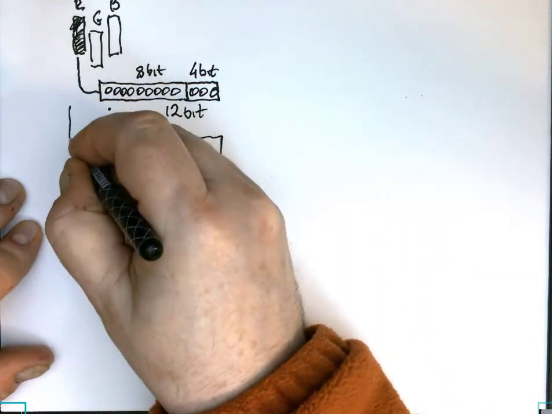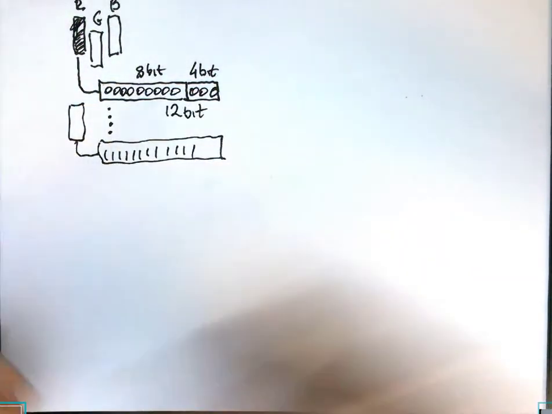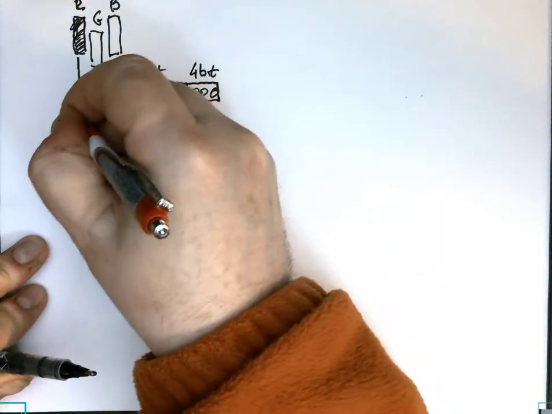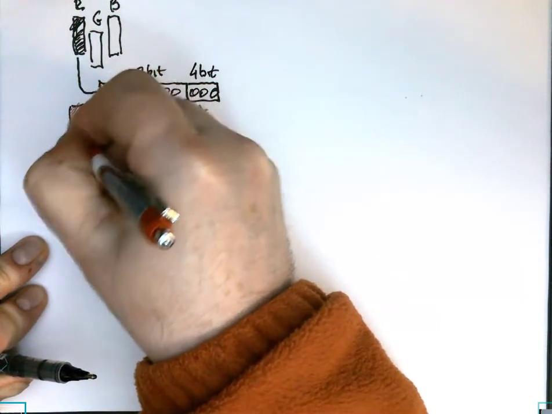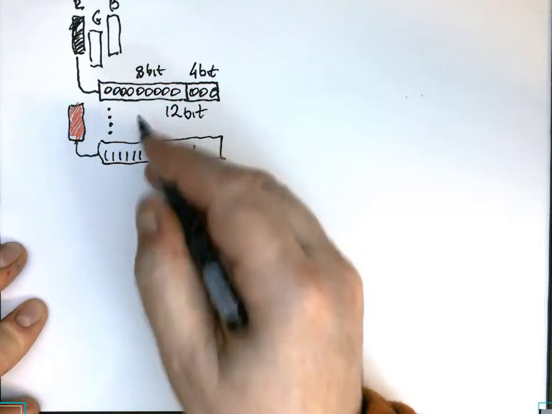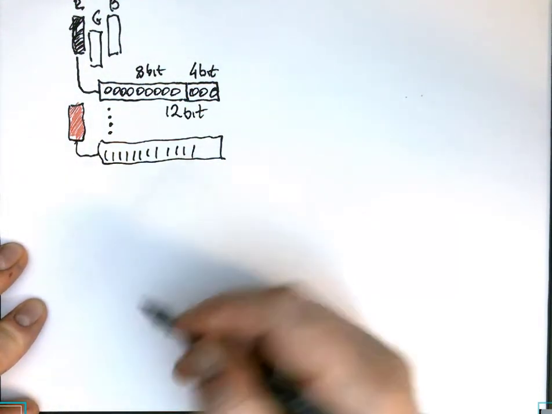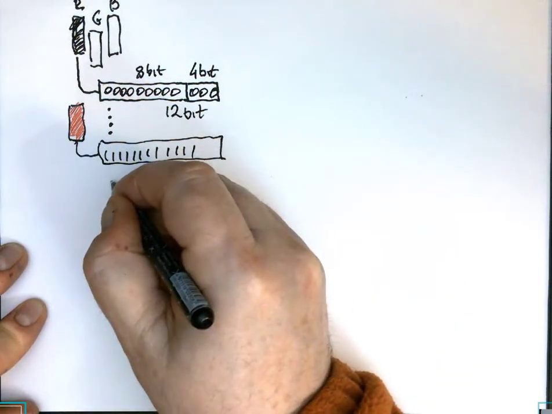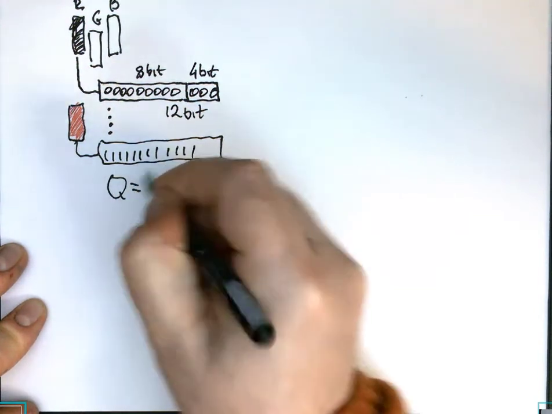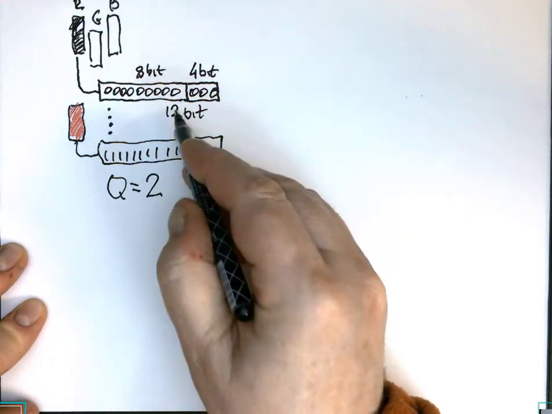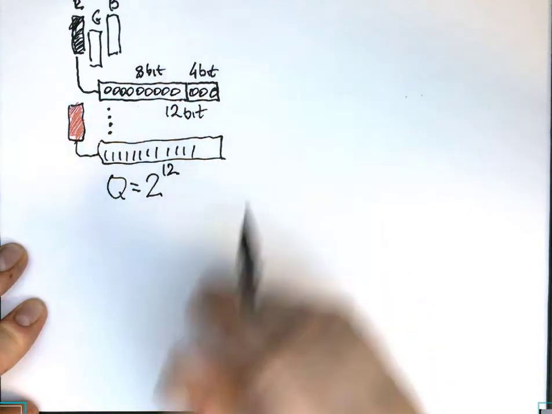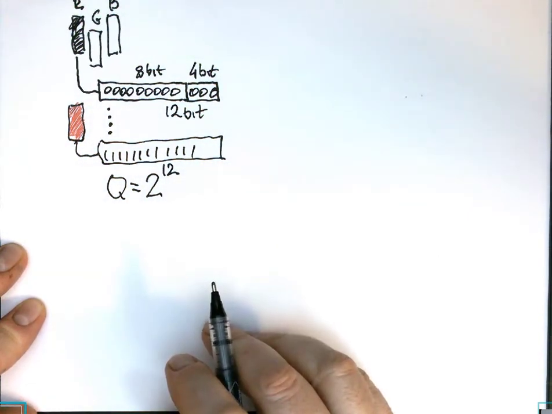For all zeros, that will be black. For all ones, that will be bright red. And I will put bright red here, so you will see my bright red. Question: how many combinations in this case? So folks, we need to calculate. Q will be equal to 2 to the power of 12.